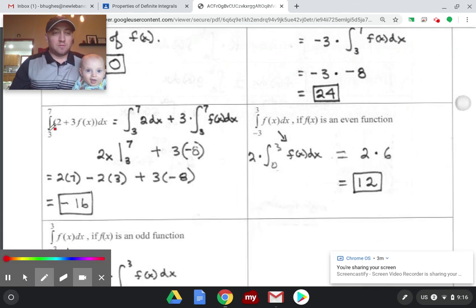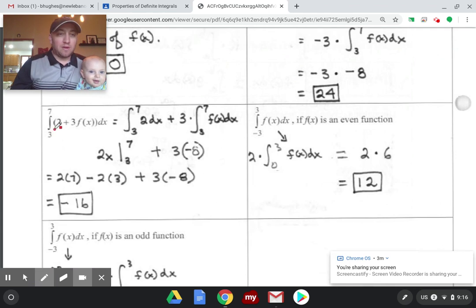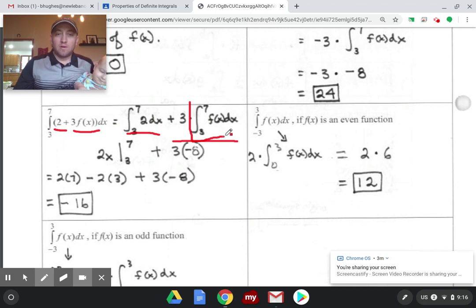If we look at this one, it says the integral from 3 to 7 of 2 plus 3 of f of x. The first thing they did is break that apart as the integral from 3 to 7 of 2 dx plus 3 times the integral from 3 to 7 of f of x. This part right here, we know because they give that to you in the directions.